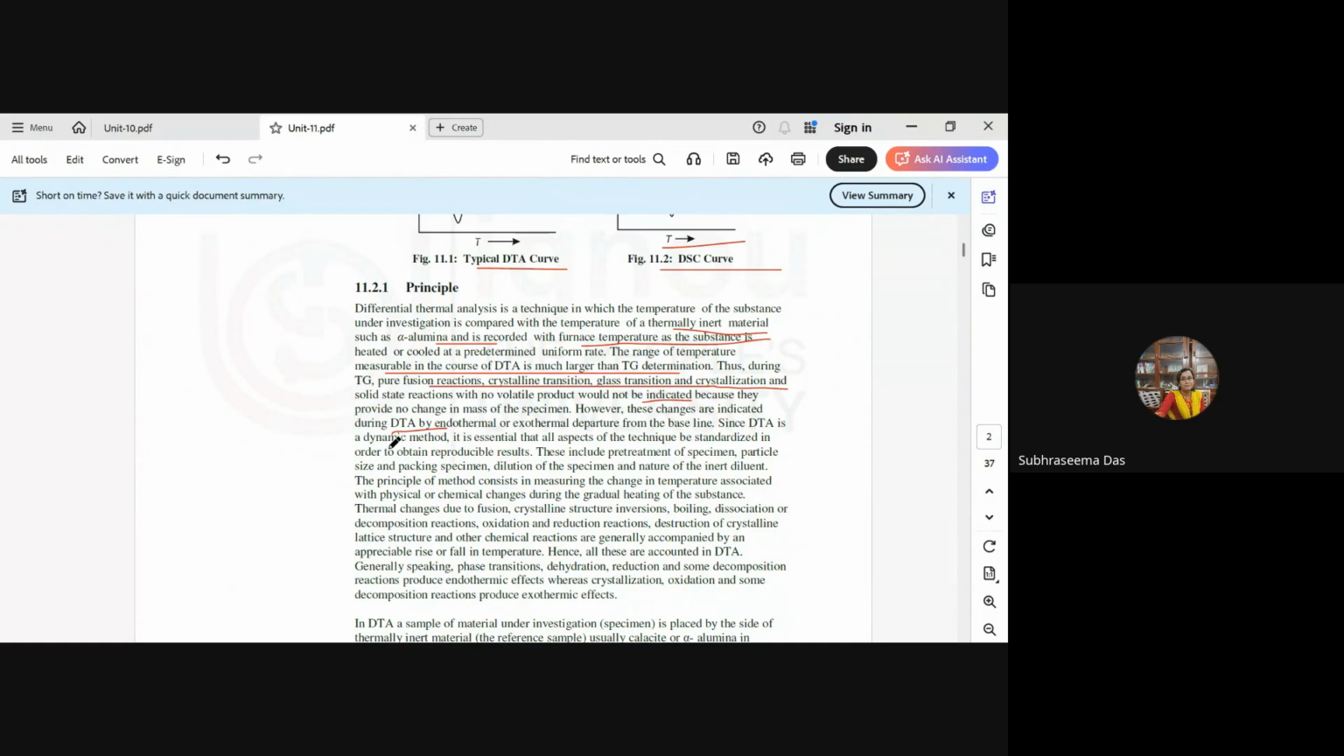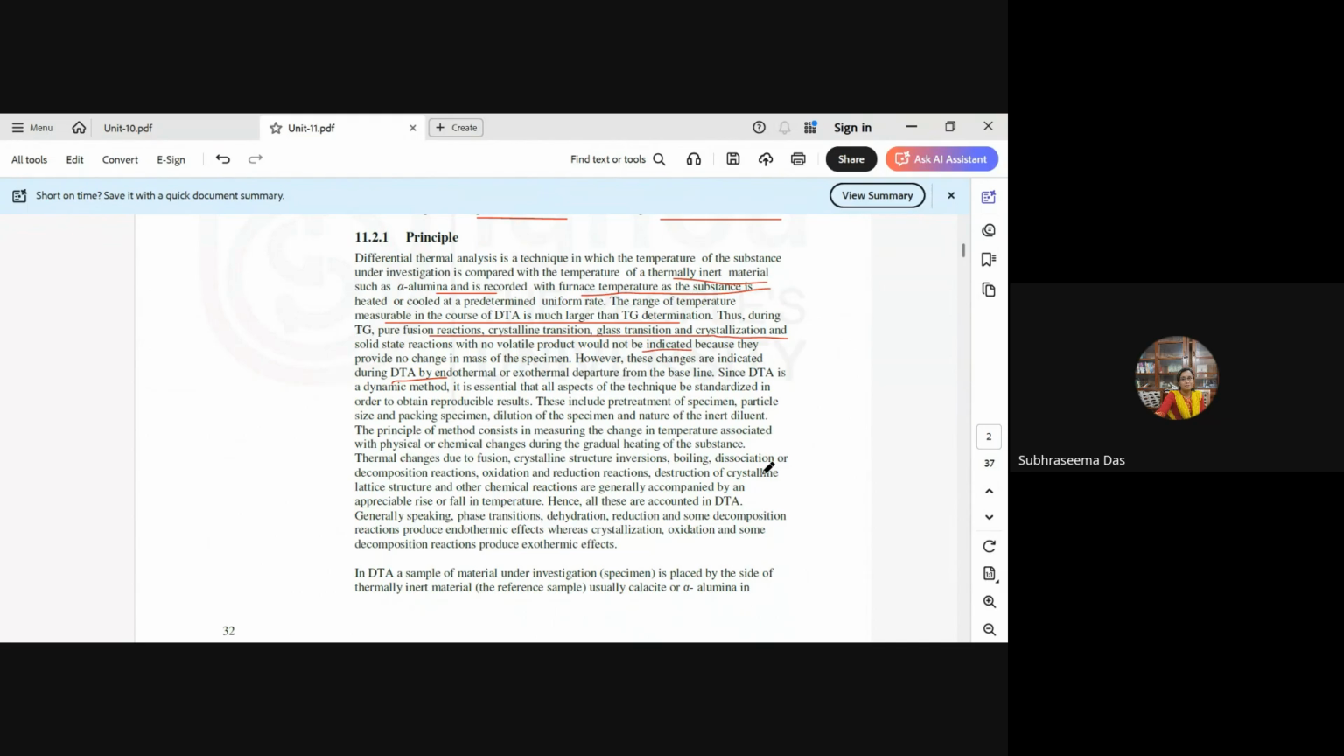So since DTA is a dynamic method, it is essential that all aspects of the technique be standardized in order to obtain reproducible results. So these include pretreatment of specimen, particle size and packing of specimen, dilution of the specimen, and nature of the inert diluent.